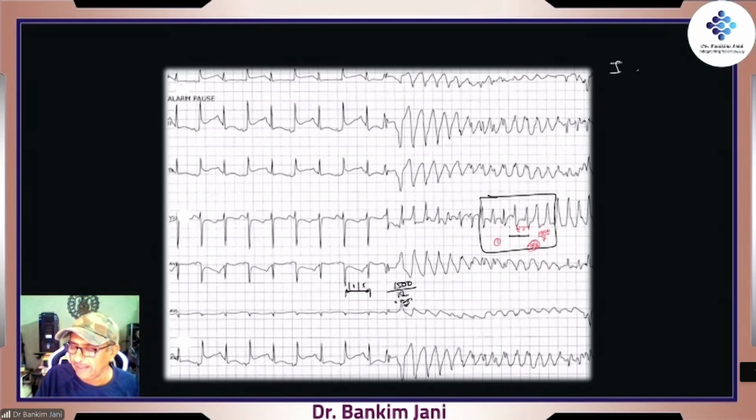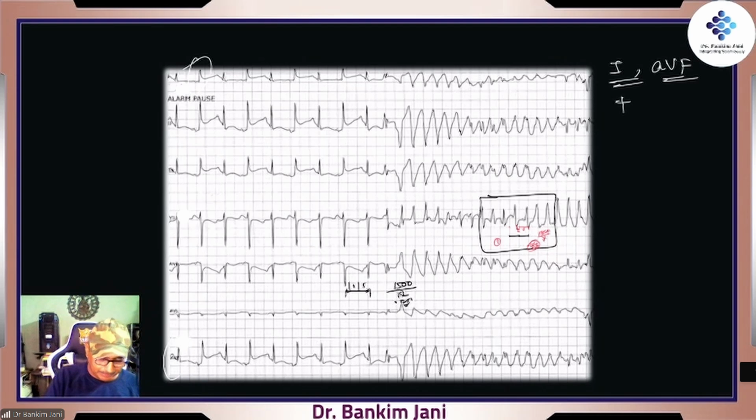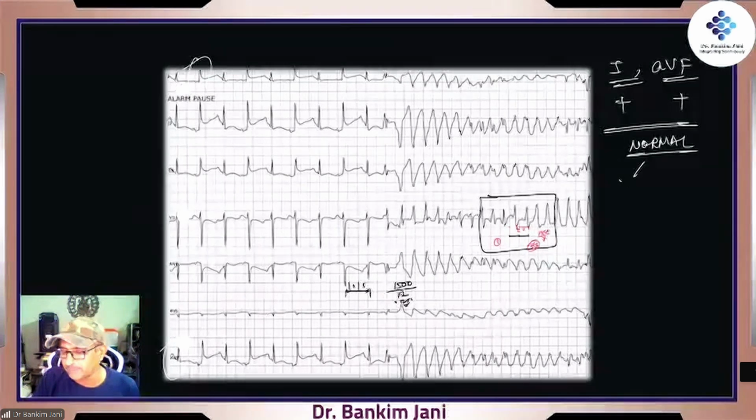Simple. Lead 1 and AVF. Is lead 1 positive? Yes, lead 1 is positive. Okay, positive. Is AVF positive? Here it is AVF. AVF is positive. That means this is a normal axis, right? When it is a normal axis, we have to differentiate between 30 degree and 60 degree.